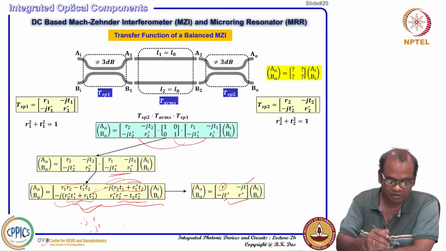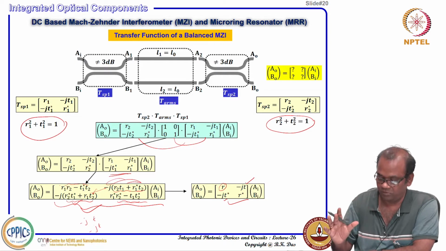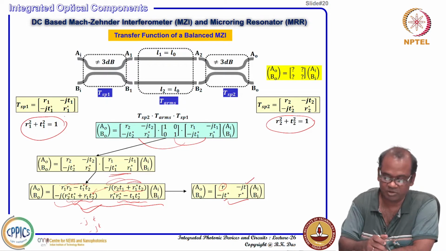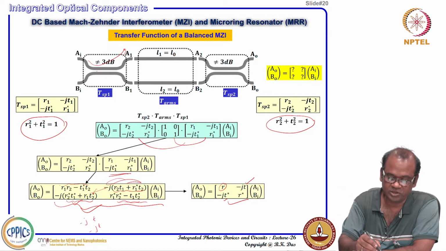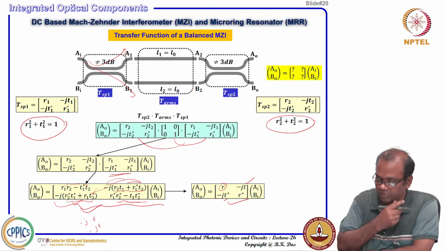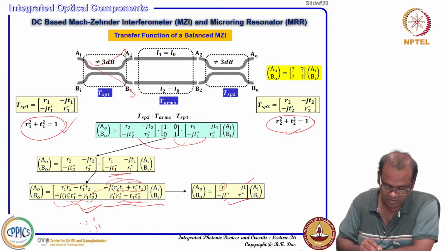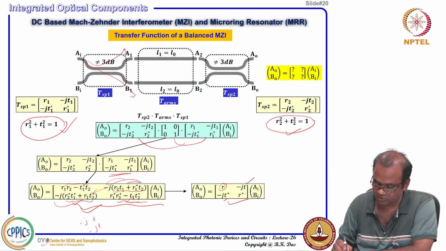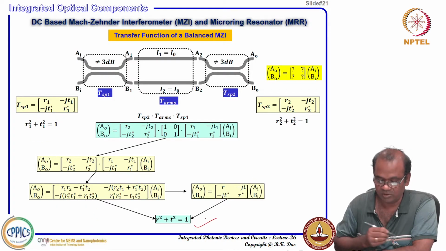Considering that these two are lossless, R1 square plus T1 square equal to 1, and R2 square plus T2 square equal to 1. They are not 3 dB power splitters, but whatever reflection coefficient and transmission coefficient we have, we call them reflection coefficient and transmission coefficient, and they are different, and we assumed that there is no loss. Here also, if I try to see the determinant of this one, that means this one multiplied by this one and this one multiplied by this one, that means R square minus T square, that also will become 1. R square plus T square equal to 1.